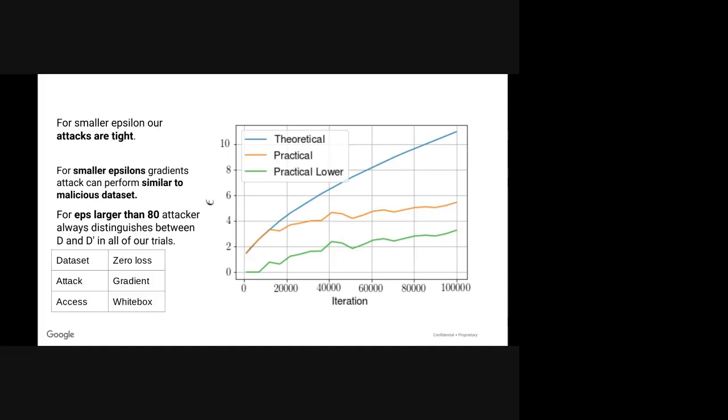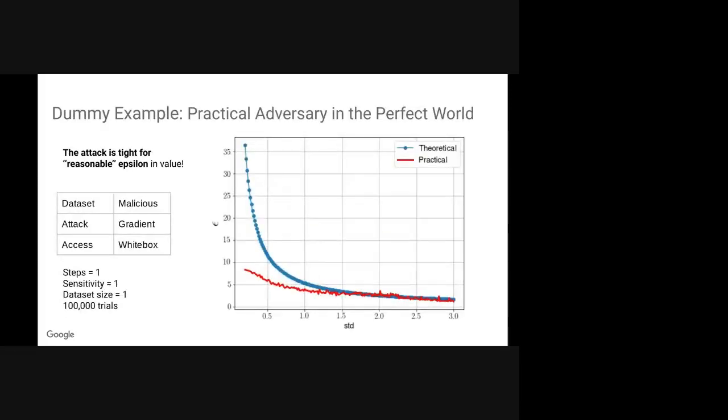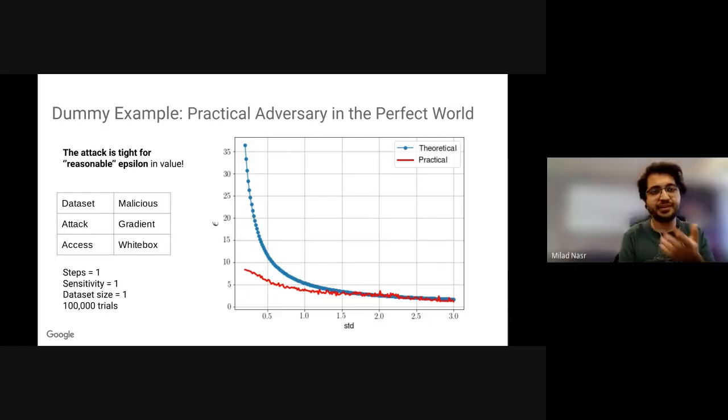To find out what's going on, we created a very specific dummy example where the dataset size is 1, the sensitivity is 1, and we only train it for one step. It's a very simple setup, but the benefit is that we can run it many times. We ran it 100,000 times, and the results are again similar, but for a larger epsilon.